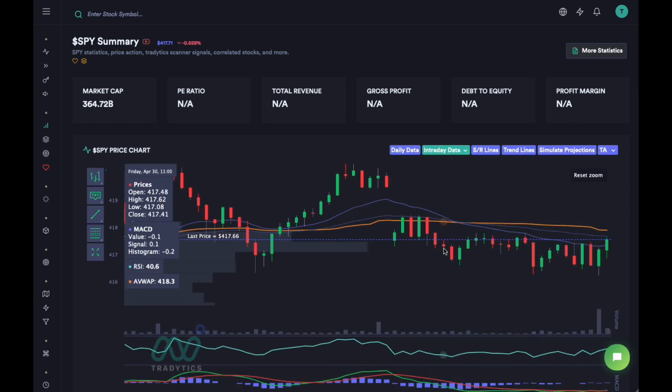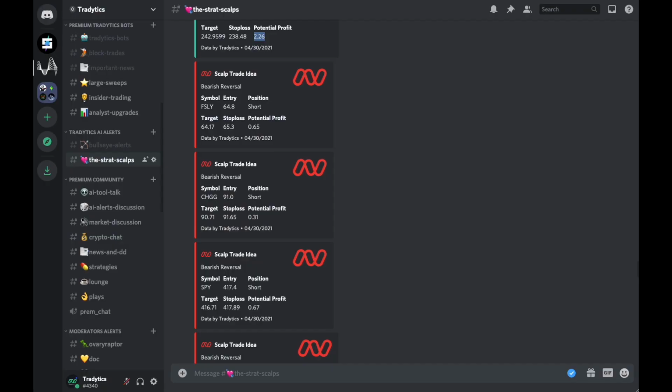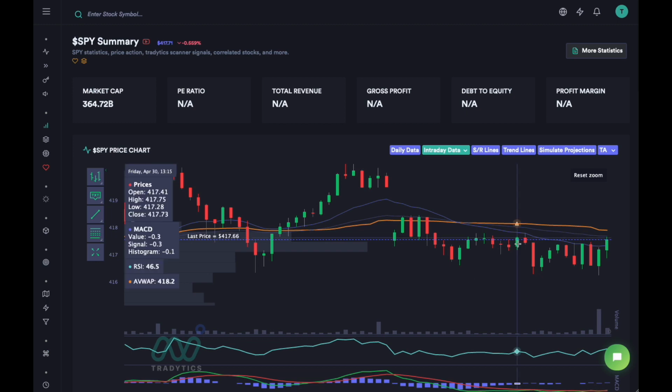It's also very hard to do well on SPY. So let's see how we did. Okay, so this is where the scalp idea came in. 1238. So this is 938, which means if you add 3 hours to go to the EST time, then this is where the scalp idea came in.